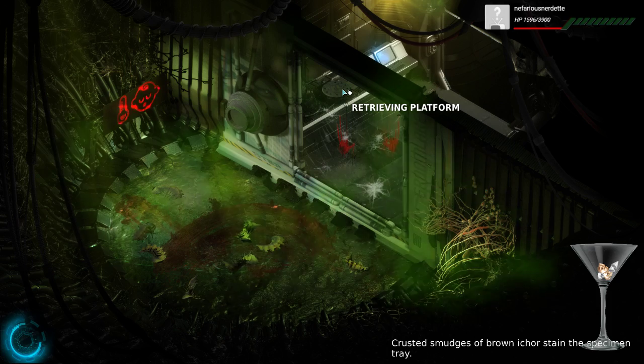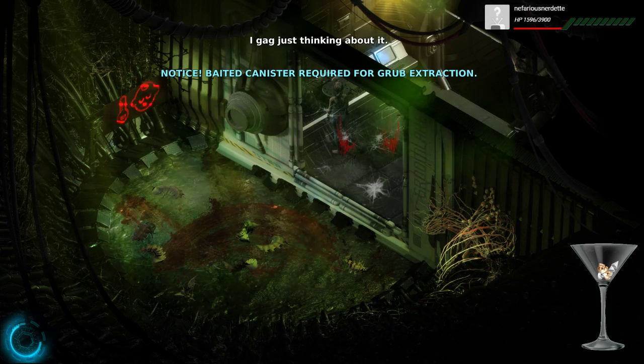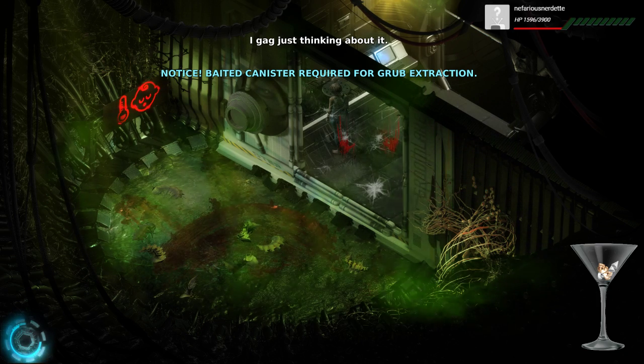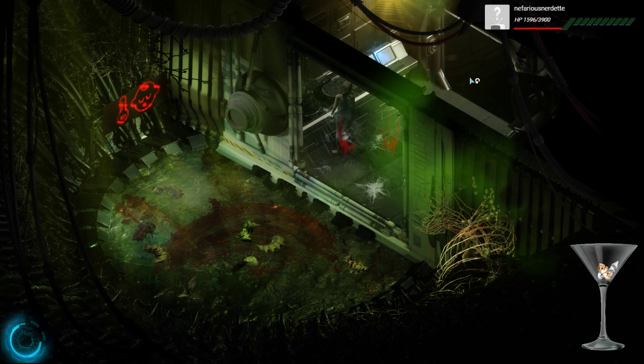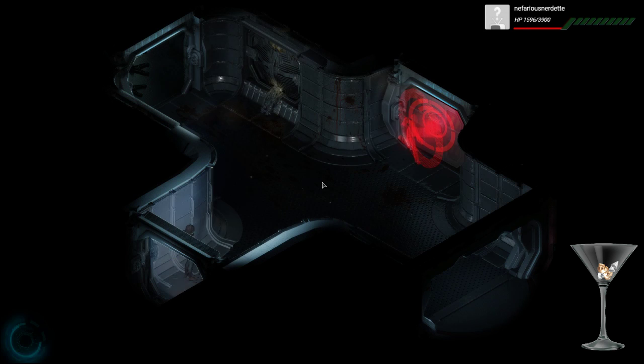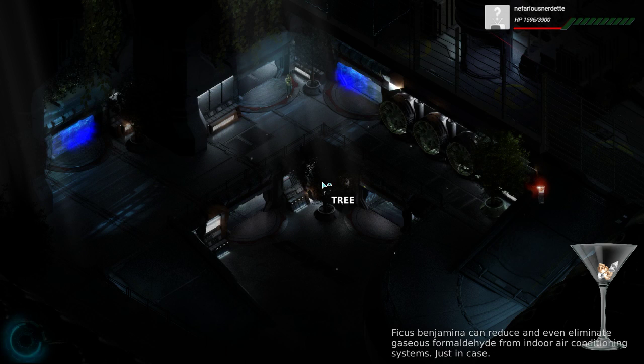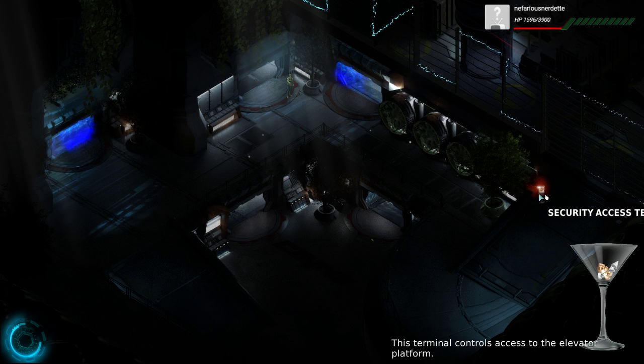You want to do anything with this? I'm imagining. God, it must smell terrible in there. Yeah, just thinking about it. Bait canister required. Yep, makes sense. Alright, I don't know why I would need a grub just yet. So, I can't get one, so whatever. I'm gonna assume that maybe I found everything to find in here for now. I have new information and a new thing to open, so I'm just gonna do that.